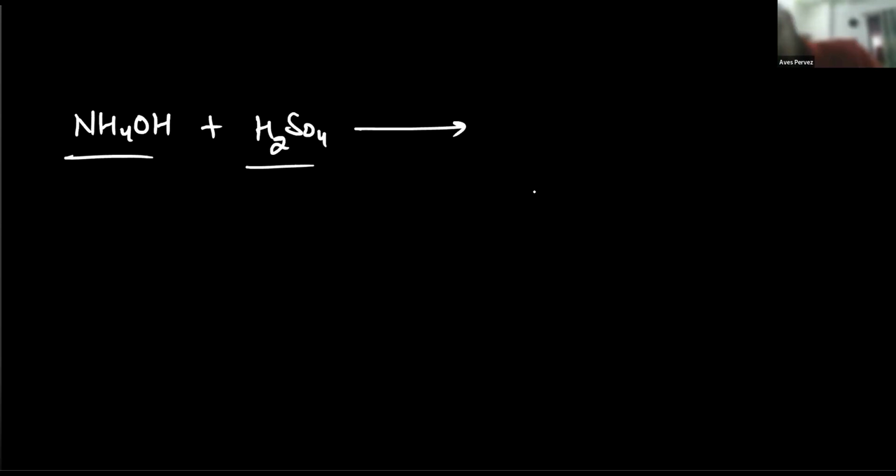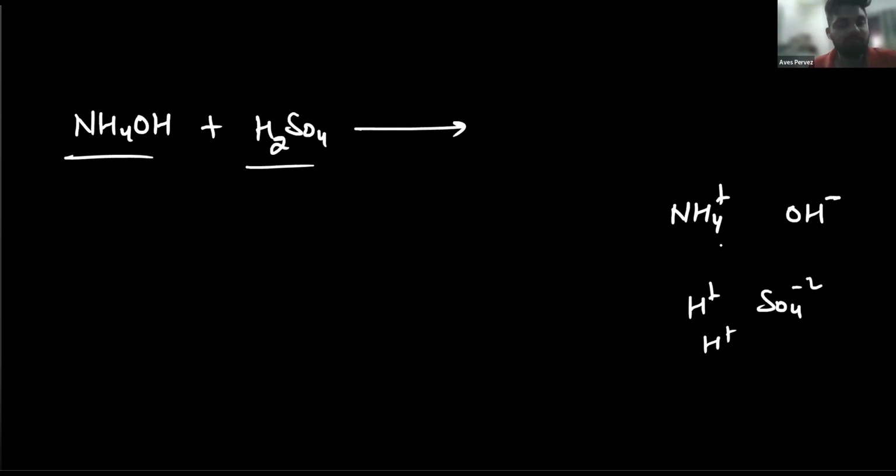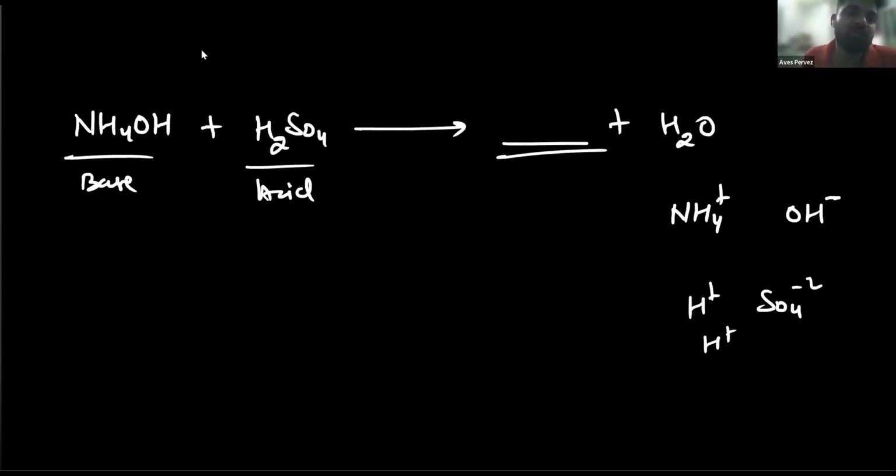Ammonium hydroxide, when it reacts with H2SO4, what will it form? Ammonium hydroxide is NH4 positive and hydroxide is minus 1, and H2SO4 is H positive and SO4 minus 2. You know this is base and this is acid, so when they react, they will form water. Now tell me the salt formed. When NH4 and SO4 make a salt, what should be the formula? This is 1, this is 2.